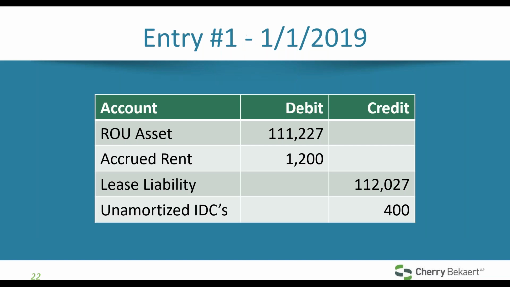So let's take a look at the entry. Entry number 1 on 1/1/19, which is the adoption date of the new standard, we've got our right of use asset at $111,000. We're getting our accrued rent off the books and our unamortized initial direct costs off the books and closing all that into the right of use asset, and then we put our lease liability on the books.